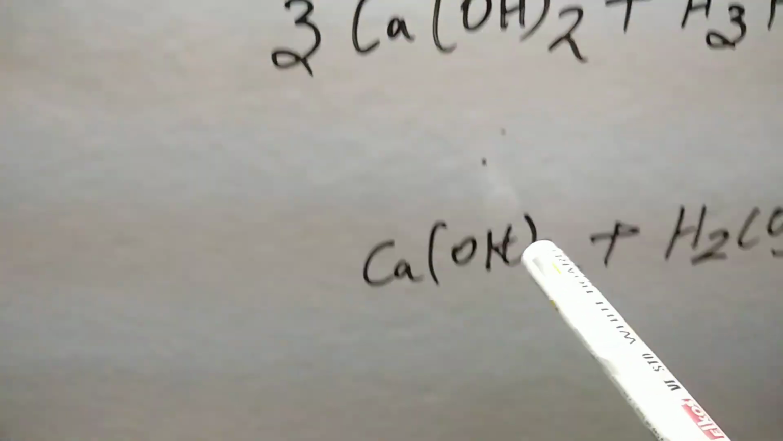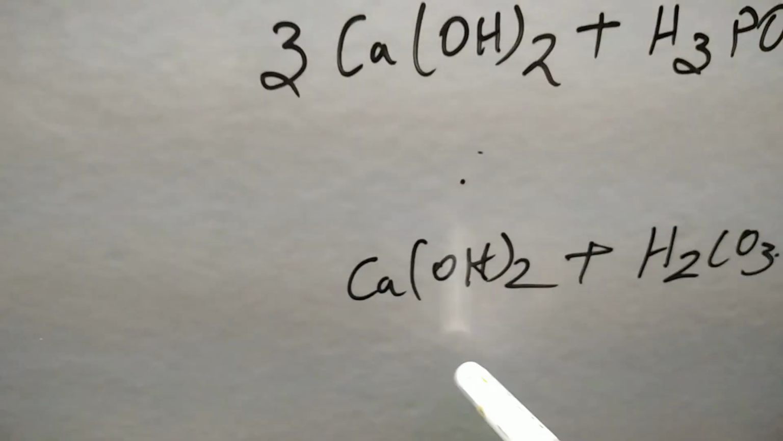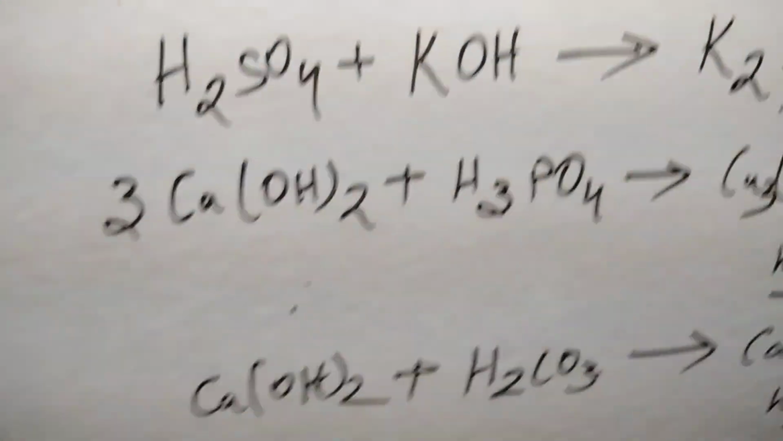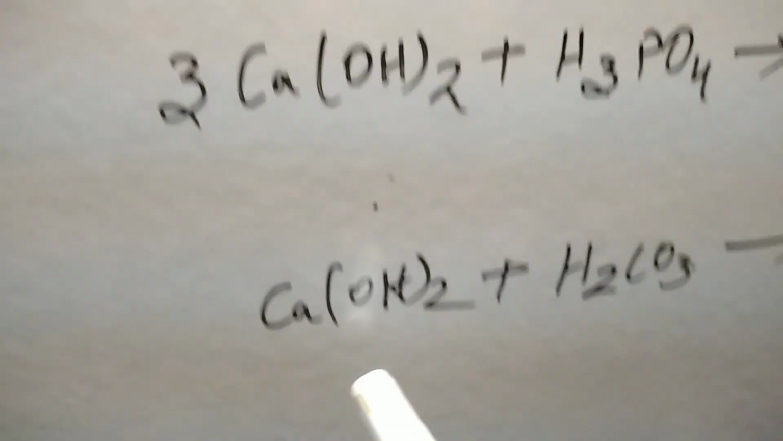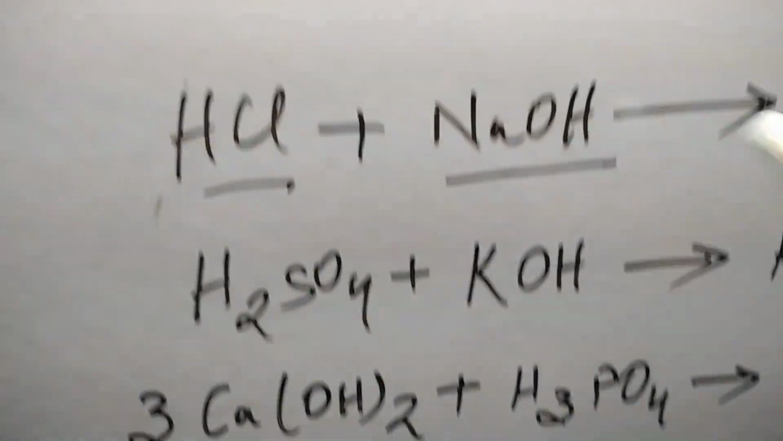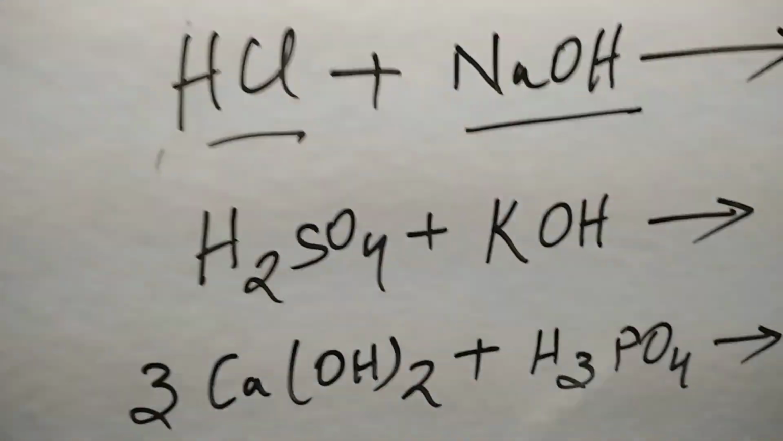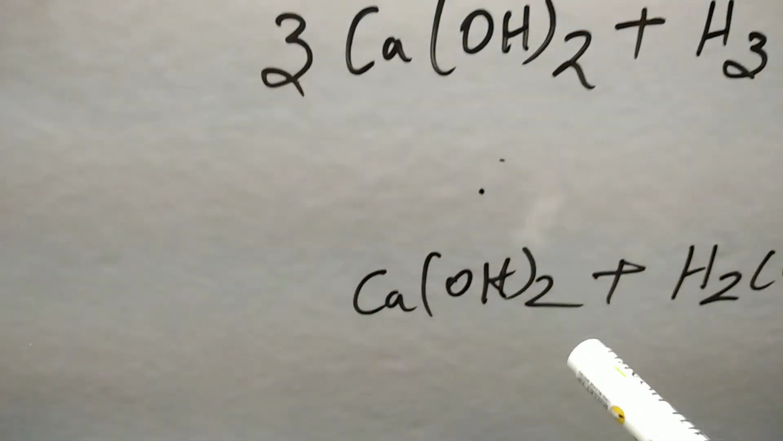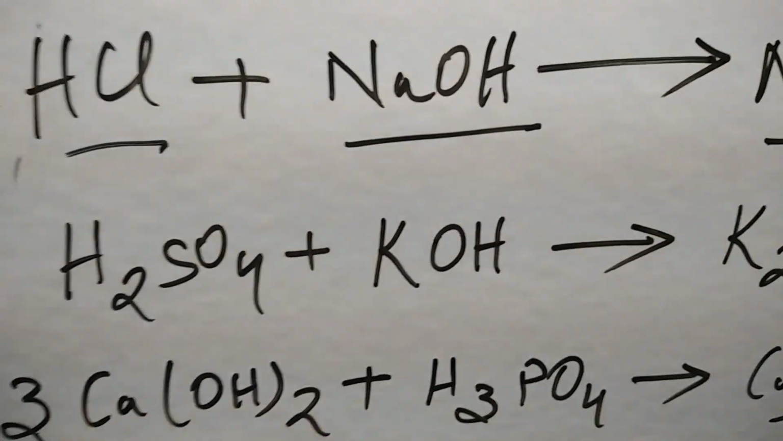But don't compare this calcium hydroxide as strong compared to the sodium hydroxide. Sodium hydroxide and KOH are much stronger than calcium hydroxide. This is strong but not as much as sodium hydroxide and potassium hydroxide.